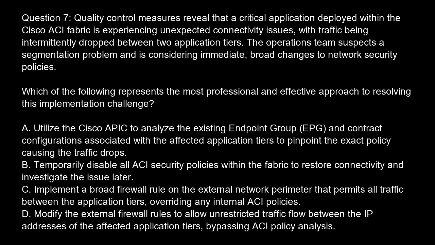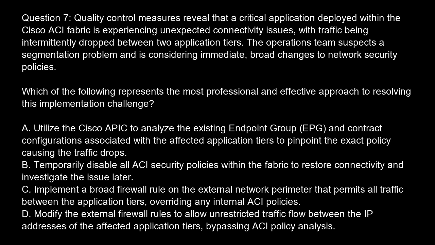Question 7. Quality control measures reveal that a critical application deployed within the Cisco ACI fabric is experiencing unexpected connectivity issues, with traffic being intermittently dropped between two application tiers. The operations team suspects a segmentation problem and is considering immediate, broad changes to network security policies. Which of the following represents the most professional and effective approach to resolving this implementation challenge?